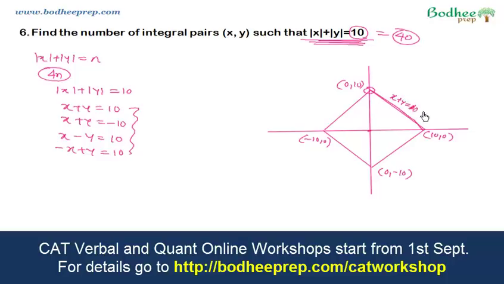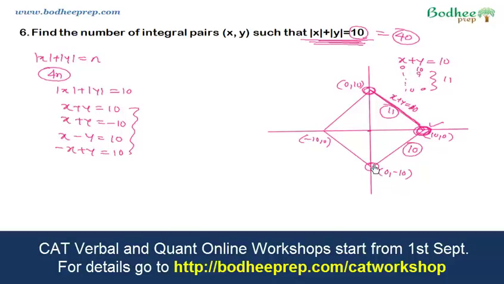So if x plus y is equal to 10, then the solutions are 0 10, 1 9, till 10 0, right? So the number of solutions here is 11, including these 2 extreme points. The same thing will happen for this line also, but this particular point is already counted, so if I deduct that, the number of solutions in this case would be 10.